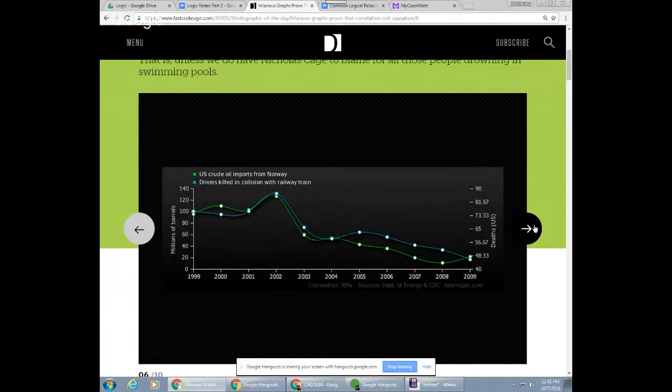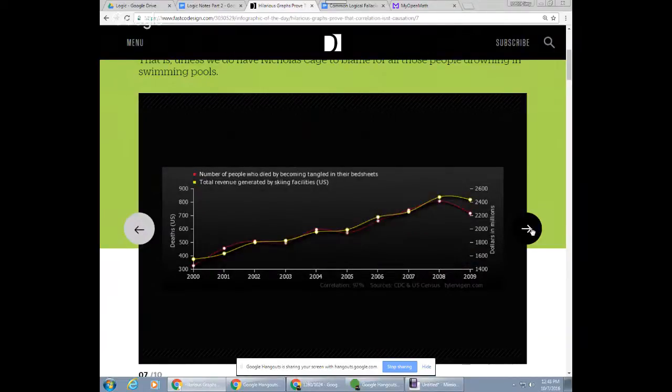Okay. U.S. crude oil imports from Norway versus drivers killed in collisions with railroad trains. So more drivers have been killed by trains because we've been importing more crude oil from Norway. Or the other way around. Oil imports are going down, right? So not getting crude oil from Norway means we're saving lives. Yeah, or they're just trying to play chicken with the train. What happened in 2002? All of a sudden people decided they're immortal, they can't die.